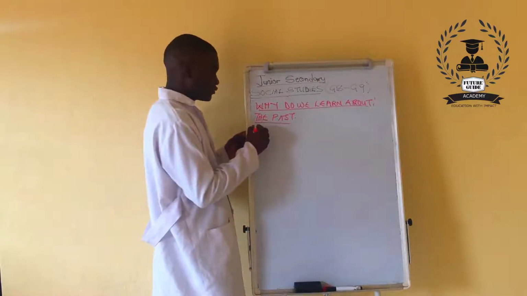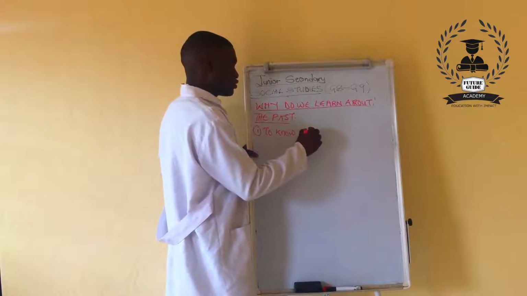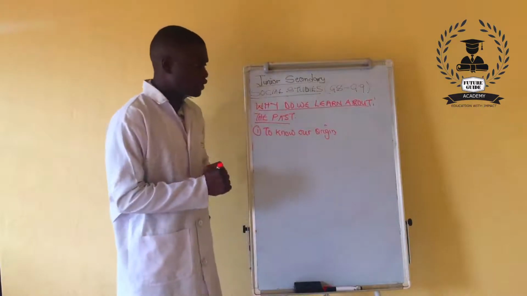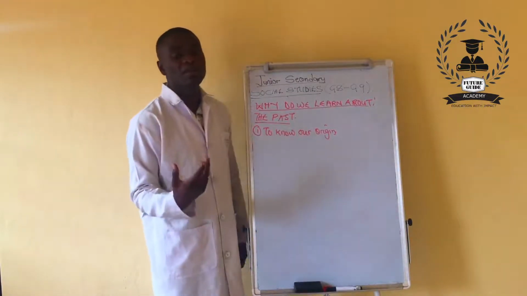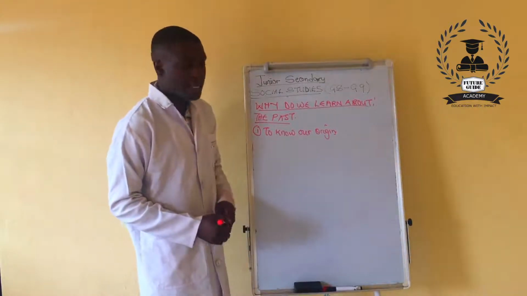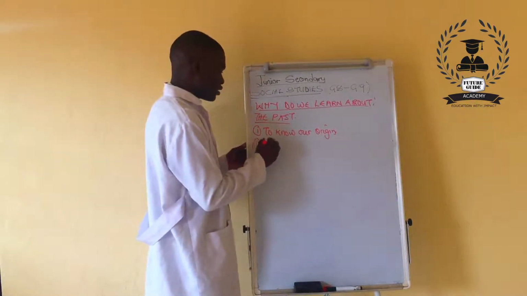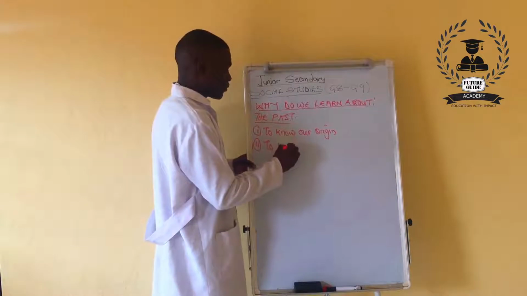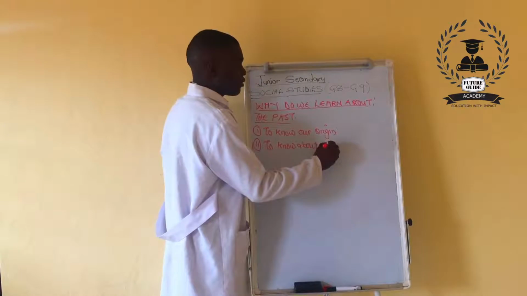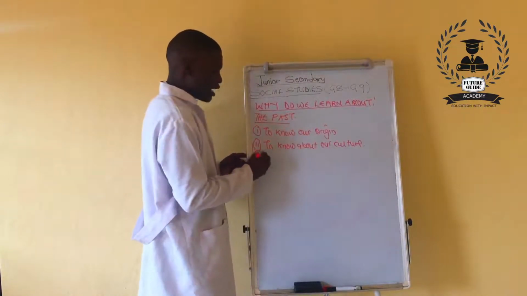One is to know our origin. To know our origin. When we are talking about our origin, we are talking about where do we come from as human beings. There are a number of things that are stated about the origin of human beings. Where do we come from? The other thing, to know about our culture. To know about our culture.